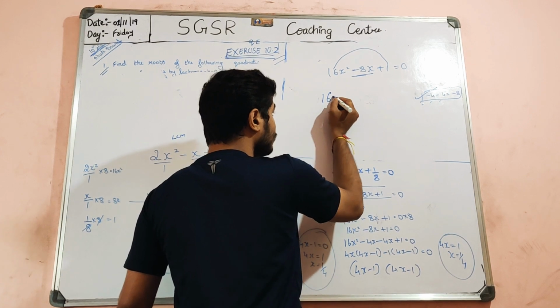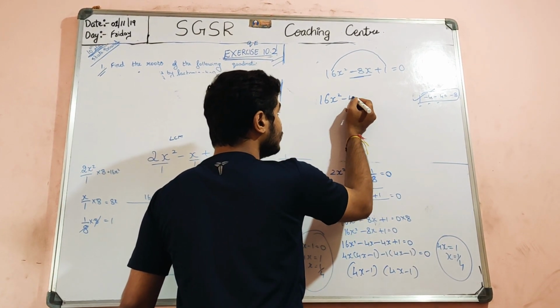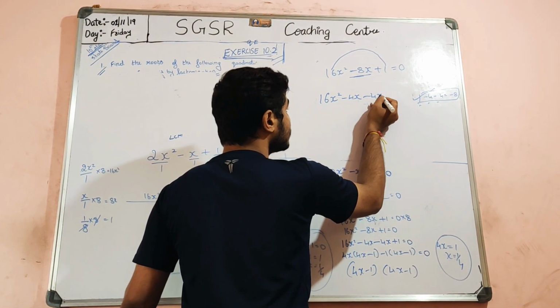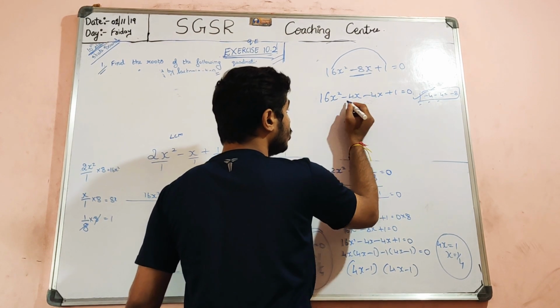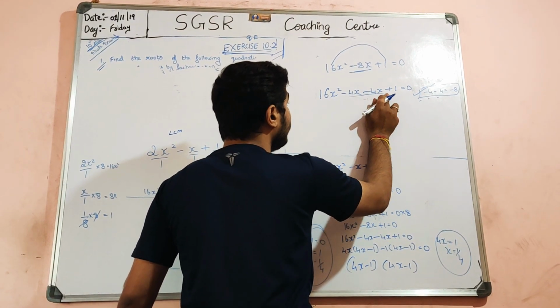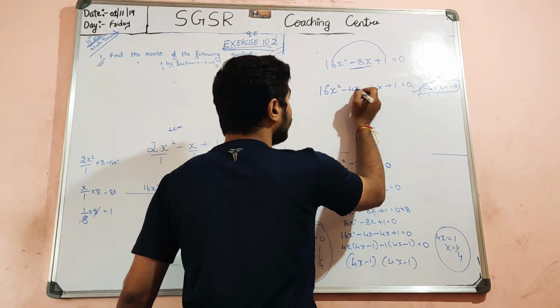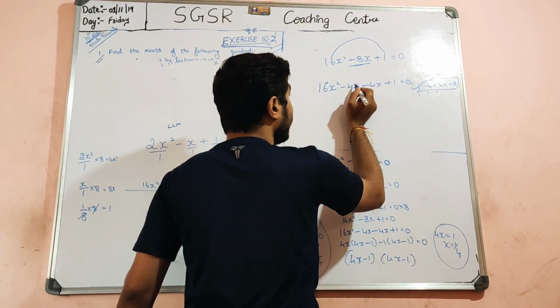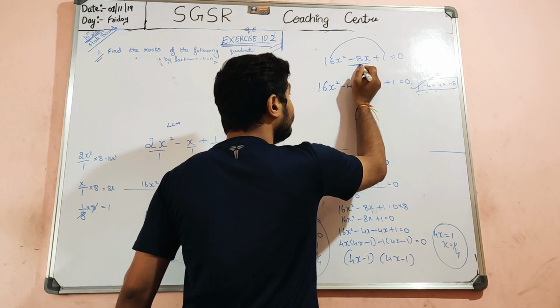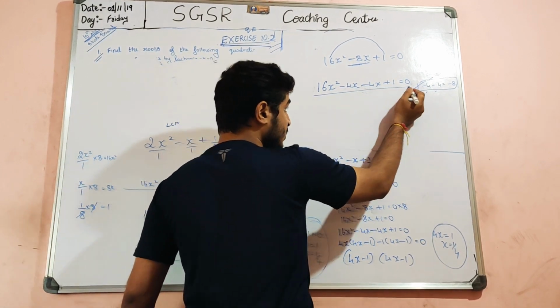In the same way, 16x square minus 4x minus 4x plus 1 is equal to 0. Students, remember these things. X should be written properly. So it is also x, it is also x. So minus 4 should become minus 8x. Students, remember these things.